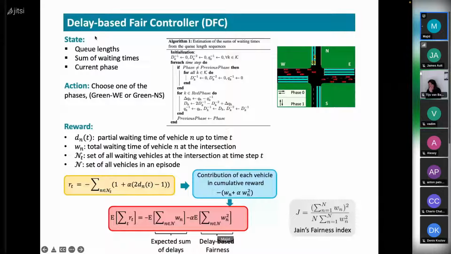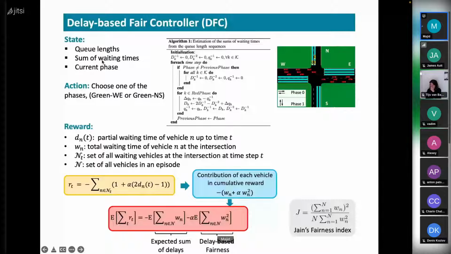The state that we are considering consists of the queue length, which is the number of vehicles waiting behind their red lights, the sum of the waiting times for those vehicles, and the current phase. What's important for us is to only consider states that can be measured in real-world situations, and we also don't want to consider many different states because it increases the state space. One thing that we might not be able to measure in real time in real-world situations is the sum of waiting times, so we propose an algorithm to estimate it based on the sequence of queue lengths.